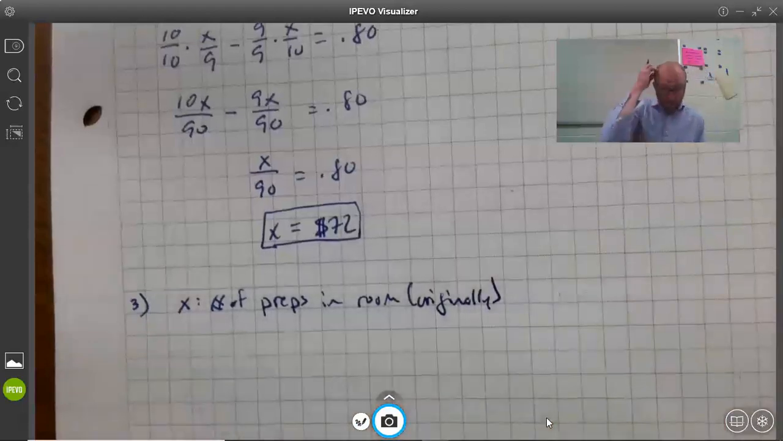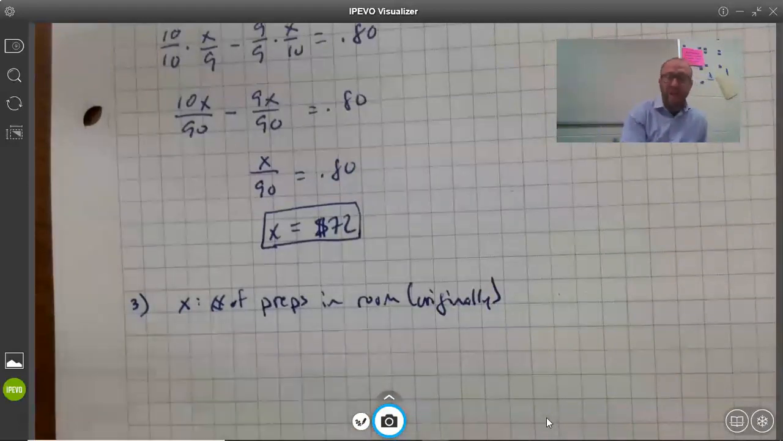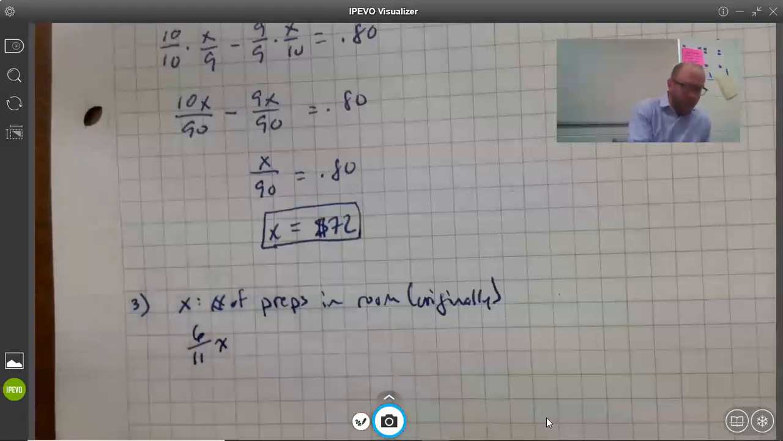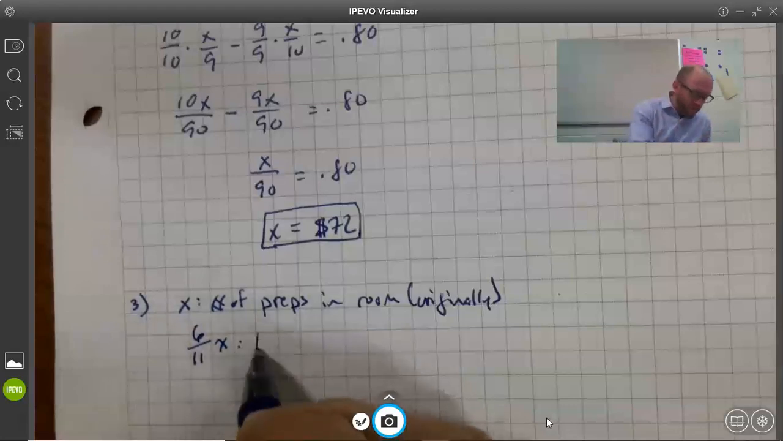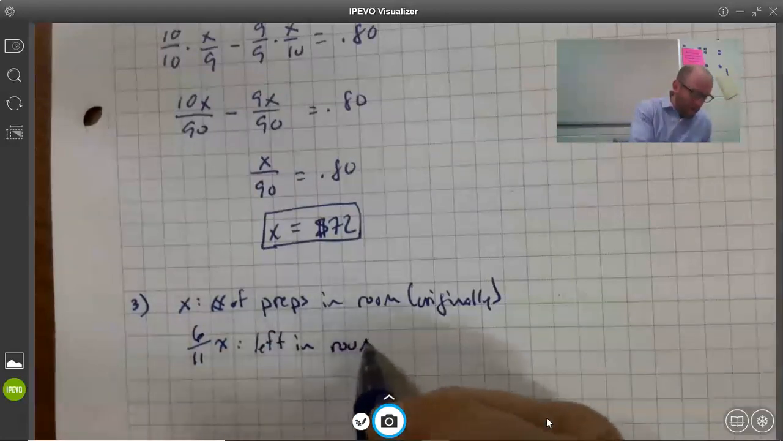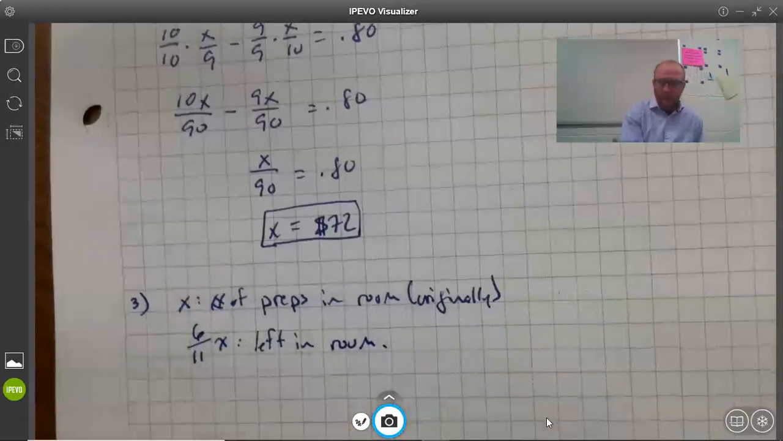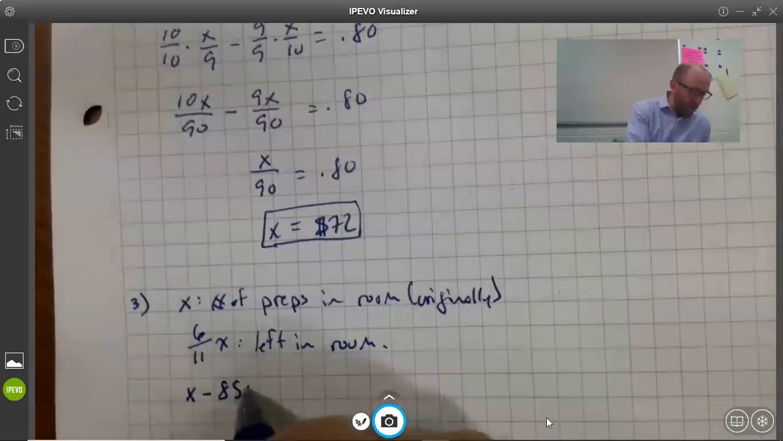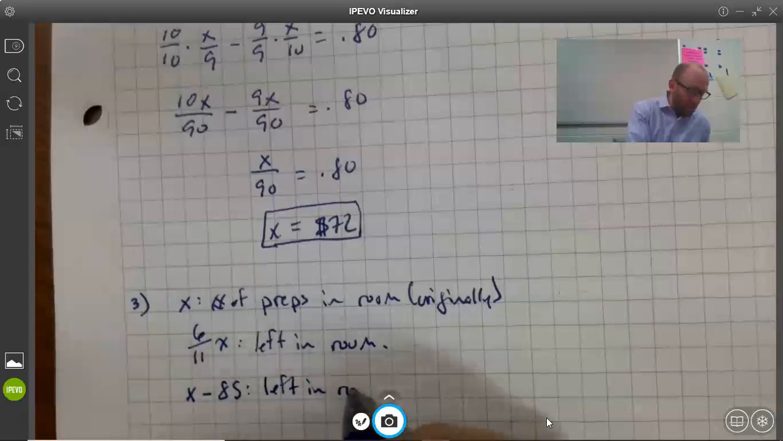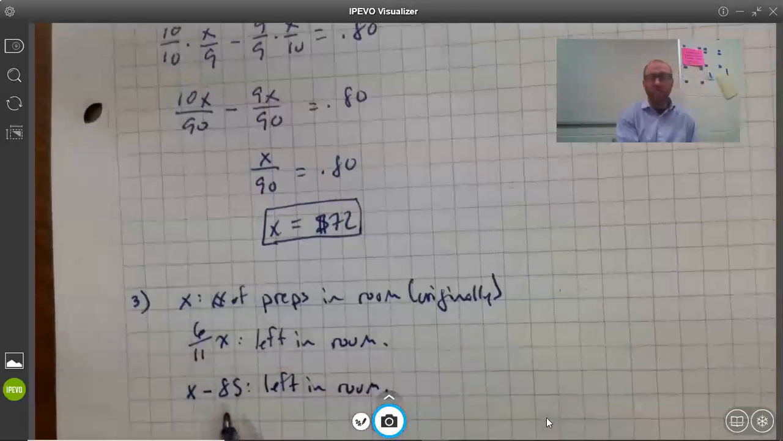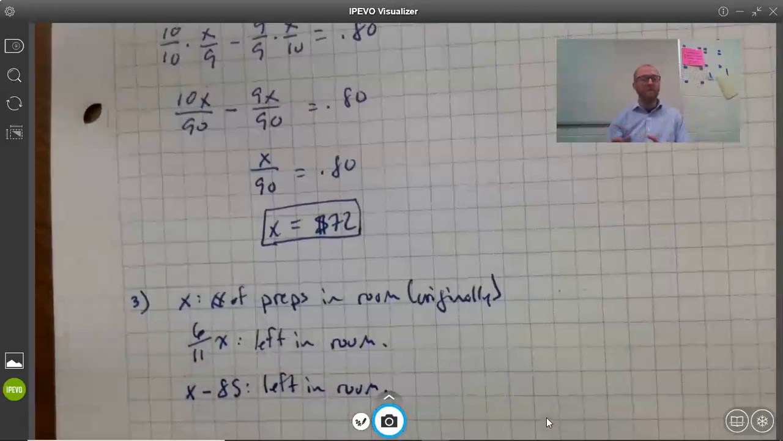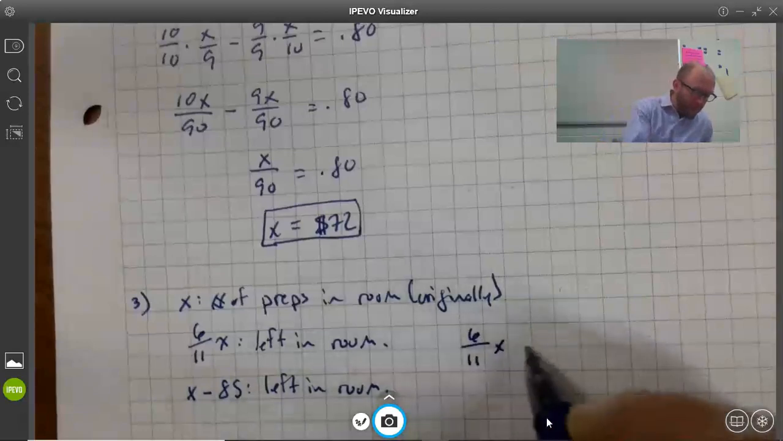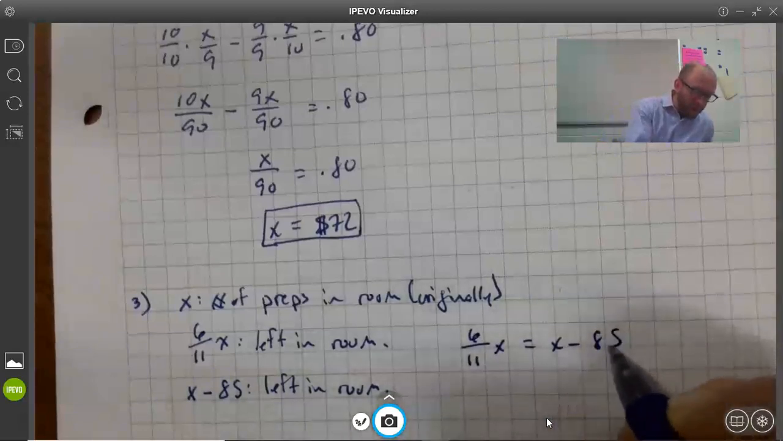So we know that 6/11ths of X, that's 6/11ths times X, left in room. Okay. And well, that's after 85 people left. So X minus 85 is also left in room. So if I take X and I subtract 85 people, that's how many people are left. If I take X and multiply it by 6/11ths, that's how many people are left. So it must be true that 6/11ths X equals X minus 85.